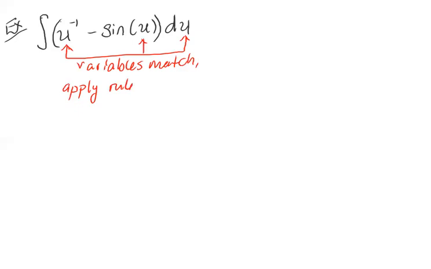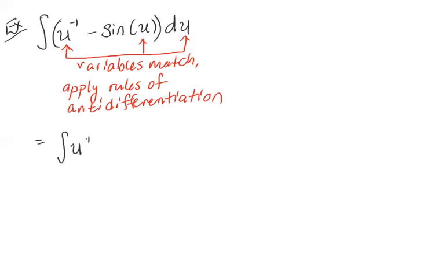Apply rules of antidifferentiation. That is a very long word. Okay, so let's proceed with that. This is equal to the antiderivative of u to the negative 1 du minus the antiderivative of sine of u du. I have rules that tell me how to find the antiderivative of both of those.